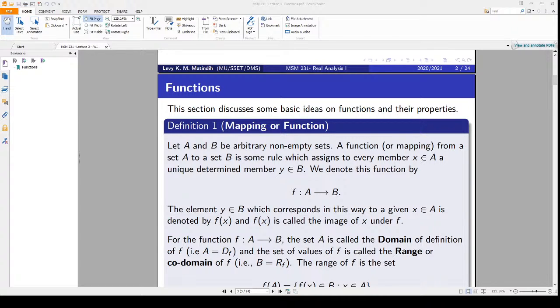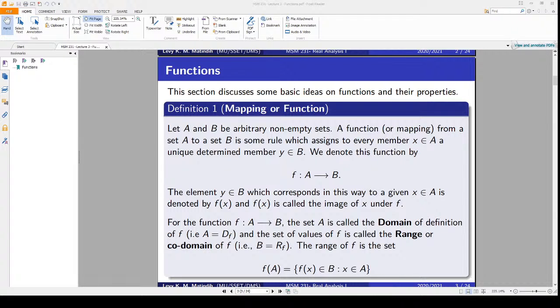If you have a set A and a set B, let these sets be arbitrary non-empty sets. By being arbitrary, we are not restricting them. They can be sets of integers, real numbers, or complex numbers. So these sets can be any type of set. It can be a set of rational numbers, or a set of irrational numbers. So now we are saying, let's have these sets A and B, which are arbitrary and non-empty.